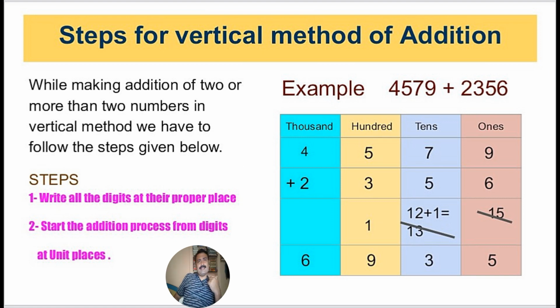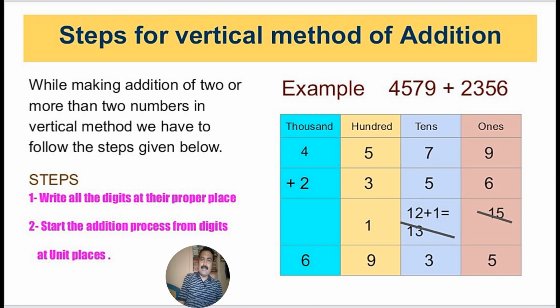So in this slide we can observe that while adding two or more numbers in the vertical method, we have to follow the steps given below. The first important step is to write all the digits in their proper places. When we add two or more numbers, it is compulsory to write all the digits at their own proper places. It is very important if you want to get the correct answer of the addition.